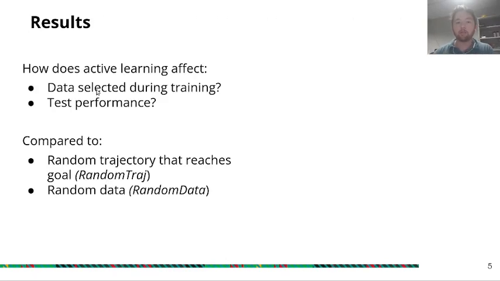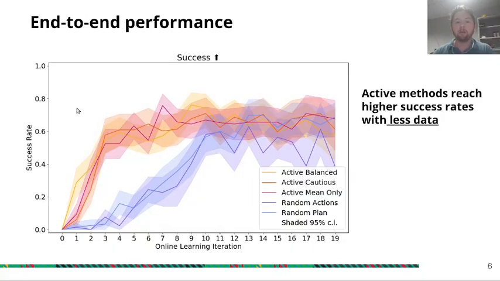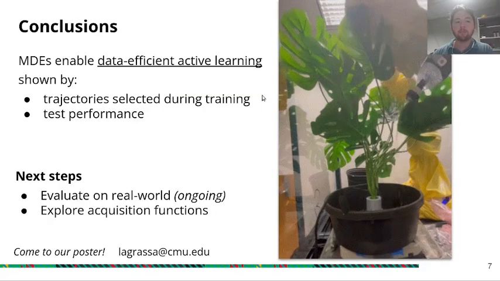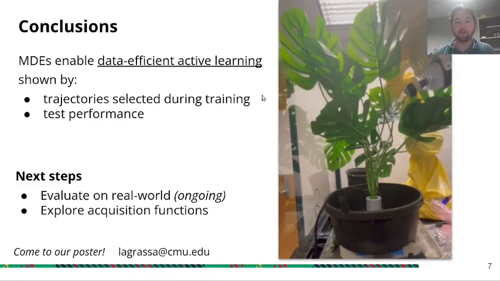Our experiments evaluate how active learning affects the types of trajectories chosen during training and test performance. We compare a method with different parameters to two baselines that do not select between trajectories using the MDE. Our main result shows that active learning methods achieve higher success rate with less data than the baselines. Thus, we have shown that MDEs can be used for data-efficient active learning of model preconditions.